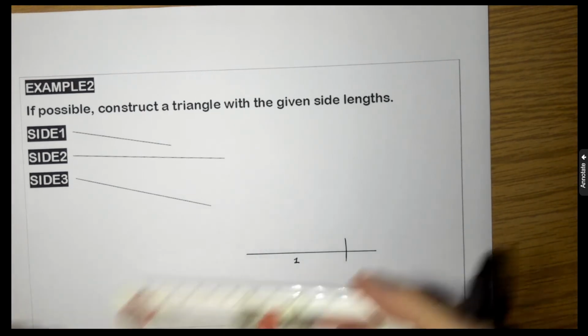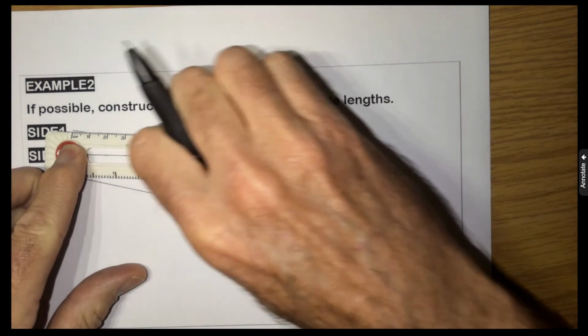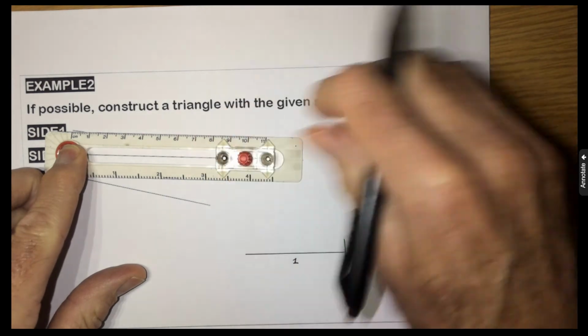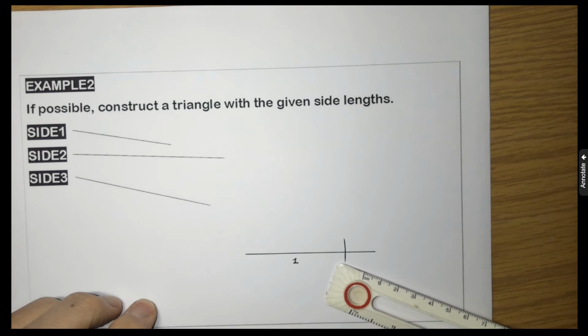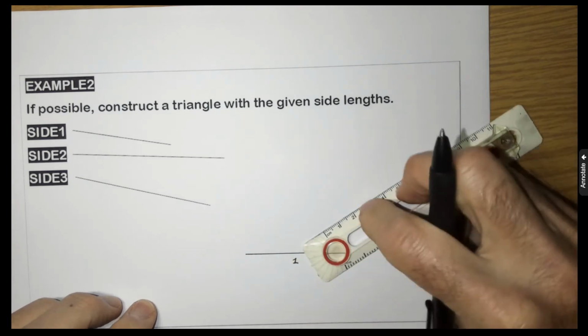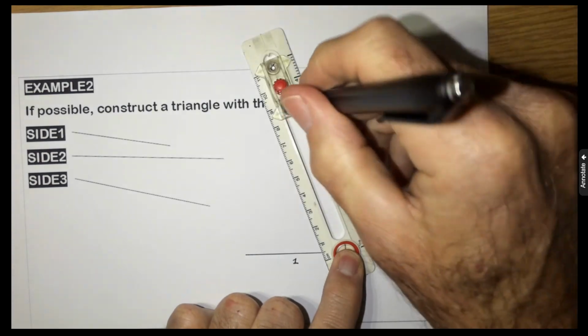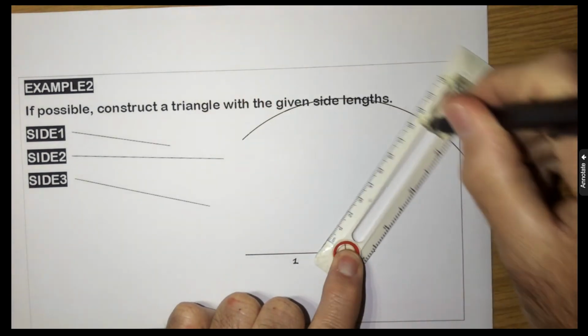Now I'm going to go to side number 2 and set the radius of my compass so that it matches the length of side number 2. Once I get that set, I'm going to go to either end of my line segment of side number 1, and I need to swing an arc, and this arc is going to be the length of side 2.